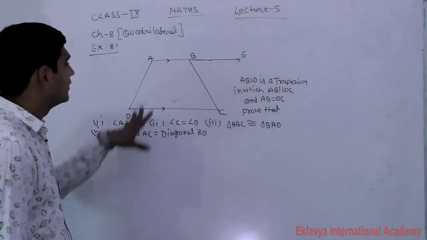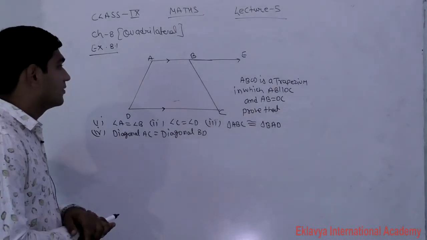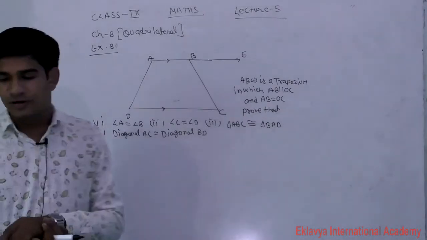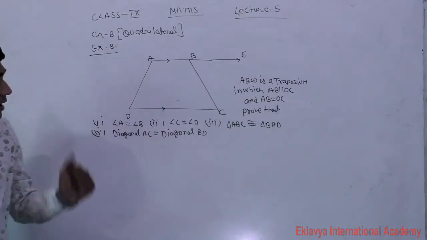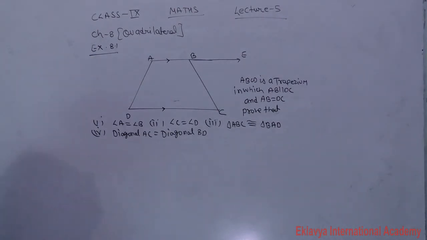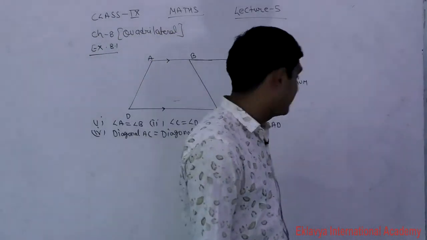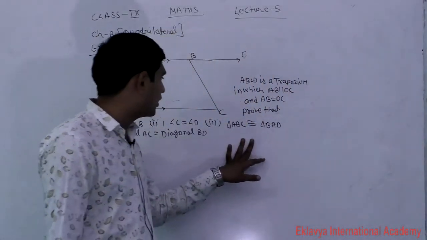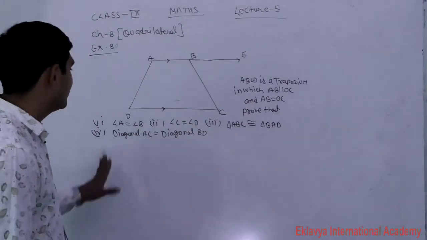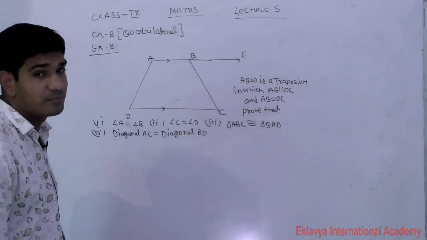Here it is given that ABCD is a parallelogram in which AB is parallel to DC and AB is equal to DC. Then we will prove that angle A is equal to angle B, angle C is equal to angle D, triangle ABC is congruent to triangle BAD, and diagonal AC is equal to diagonal BD. That we will prove here.